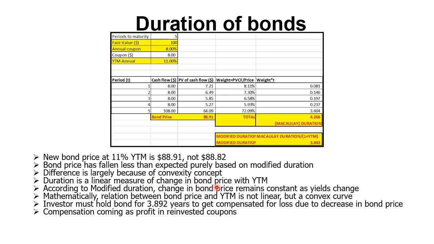Duration is a linear measure of the change in bond price with yield to maturity. This basically means that duration wrongly tells us that the change in bond price remains constant as yields increase or decrease. Mathematically, however, it is seen that the relation between bond price and YTM is not linear. The graph is a curve, usually convex to the origin. More on this later. Also note that the modified duration indicates that the investor will need to hold the bond for 3.892 years to get compensated for the loss due to the decrease in bond price. The compensation will come in the form of the profit in coupons that are reinvested.